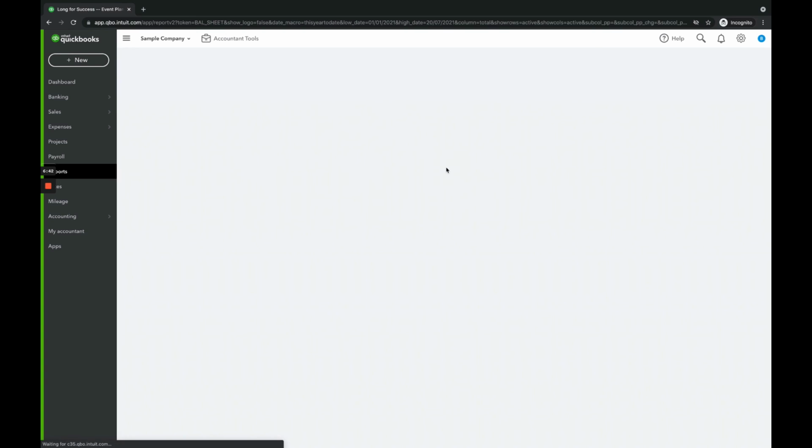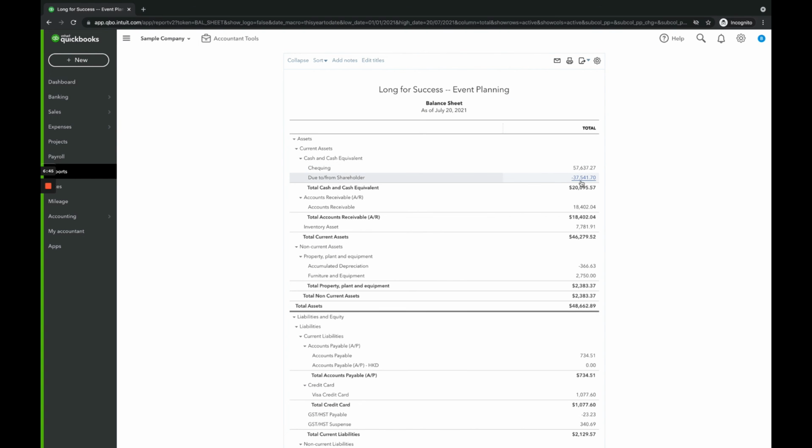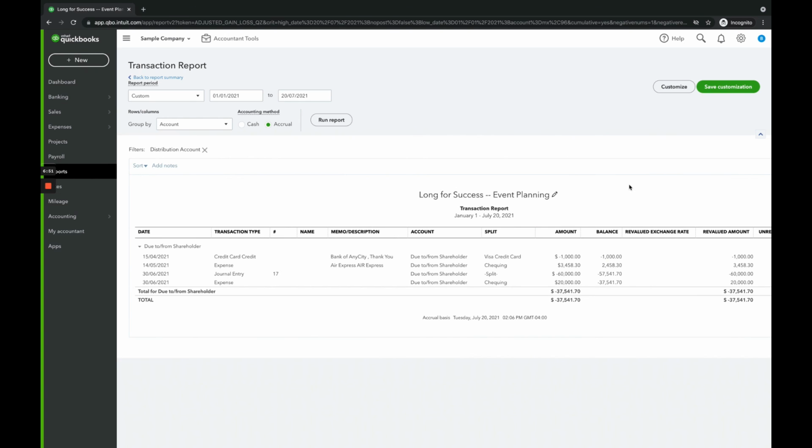And then we go back to the reports, to the balance sheet, and now you can see that the business only owes you $37,541, and we can zoom in here. So this is you giving the business 1,000, you taking out 3,458, then you giving the business 60,000, and then you taking out 20,000.